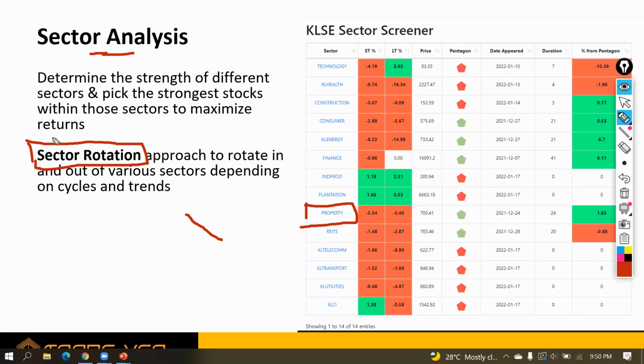So this is how you should switch over. Once you take profit from CIMB and ABNB, maybe you want to be prepared for the next trending sectors, and then we will switch over to them. This is why sector analysis is very important to us. This is the first step.